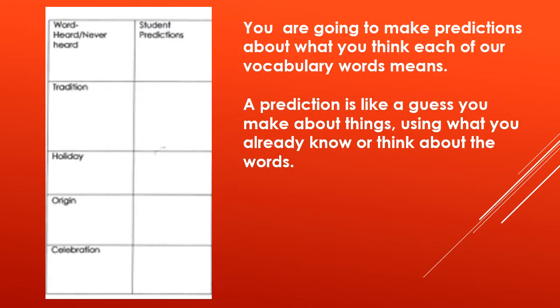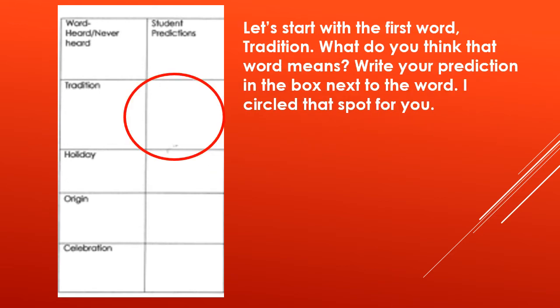All right, let's look at our sheet from our packet. You're going to make predictions about what you think each of our vocabulary words means. A prediction is like a guess you make about things, using what you already know or think about the words. So our first word says tradition. What do you think this word means? Write your prediction in the box next to the word. I circled that spot for you here.